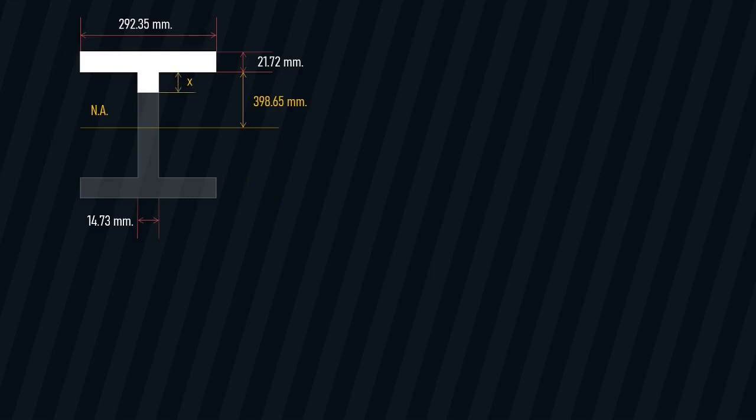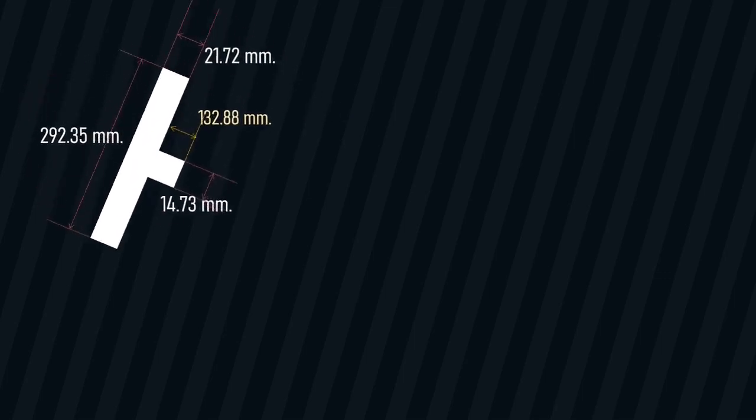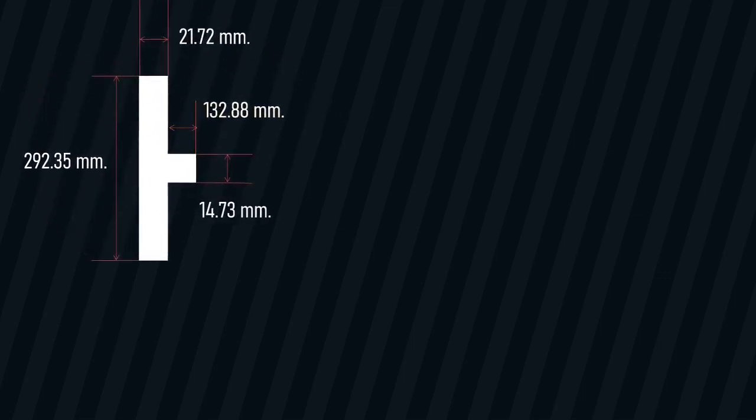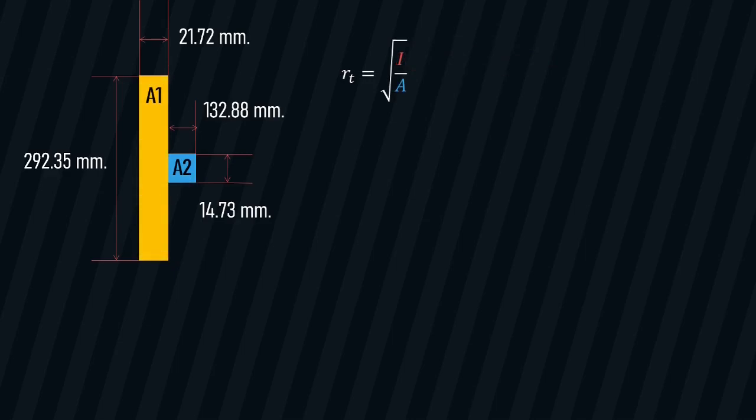And this distance right here, the value of x, is only 1/3 of this distance, and that is equal to 132.88. And one more thing, we have to put it this way. Then to solve for RT, we will use this formula and we will divide the section into two regular shapes. We have A1 and A2.